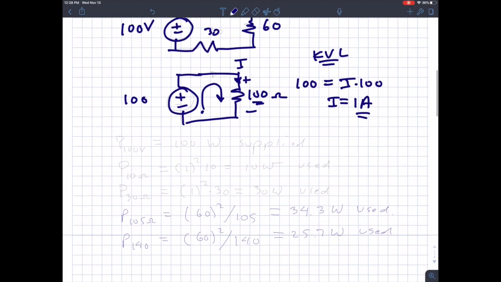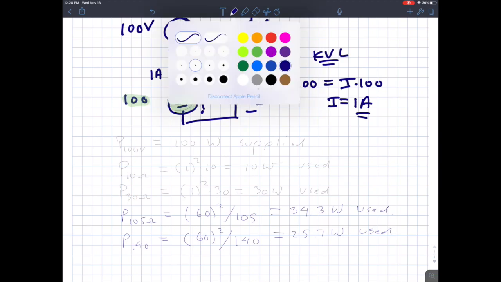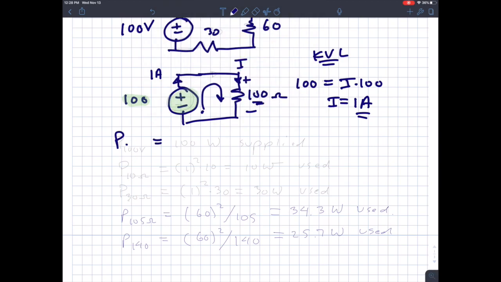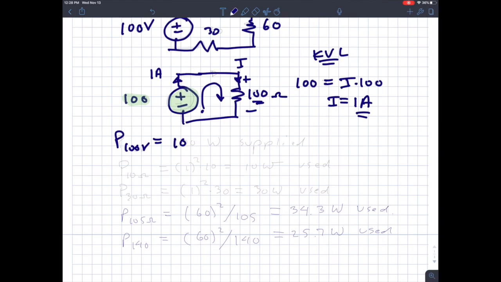From there we can start finding the power associated with various elements in the circuit. We can start with a source. Here's a 100 volt source, and I know that I have 1 amp moving in the direction of a voltage rise. So this is the active sign convention. The power is V times I, so 100 times 1 gives me 100 watts, and because it's the active sign convention and I get a positive number, I know this is power supplied to the circuit.